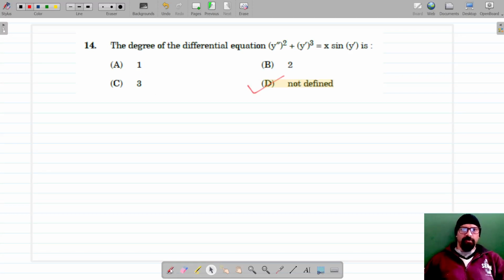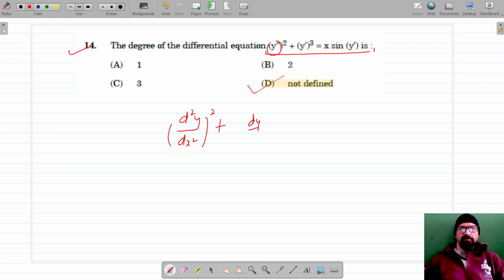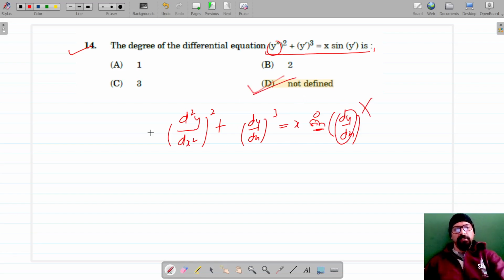Okay, for question number 14, we have to find the degree of the differential equation. This is not a differential equation in the usual sense, because y double dash is the second order derivative, the whole squared, plus y dash, the first order derivative dy by dx, the whole cubed, is equal to x into sine of y dash, which is dy by dx. Because we have a trigonometric function whose argument is itself a derivative, its degree is not defined.